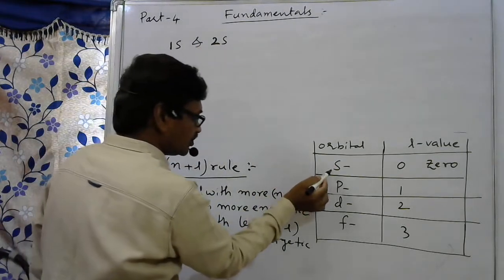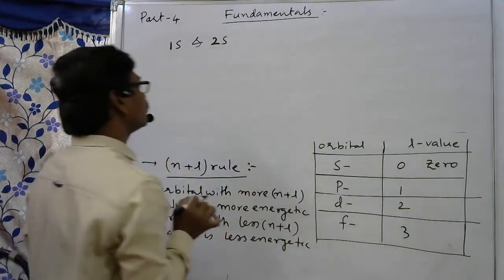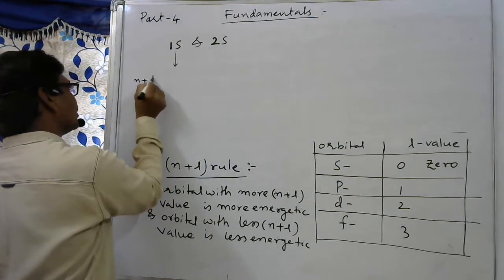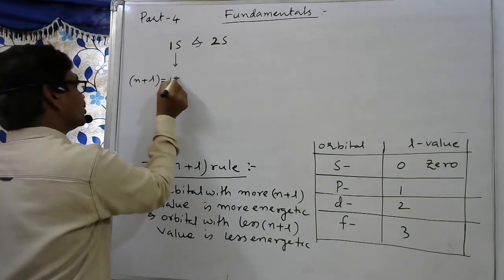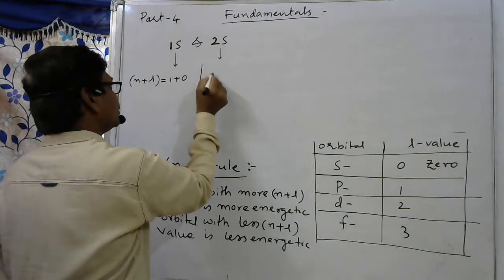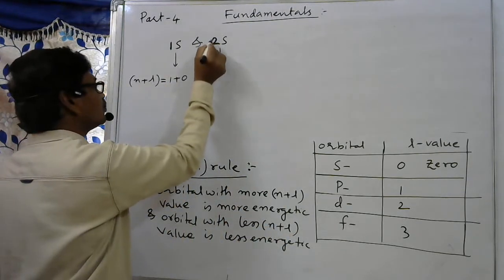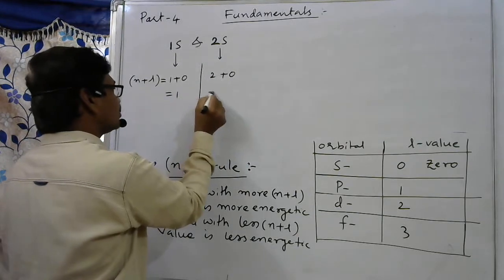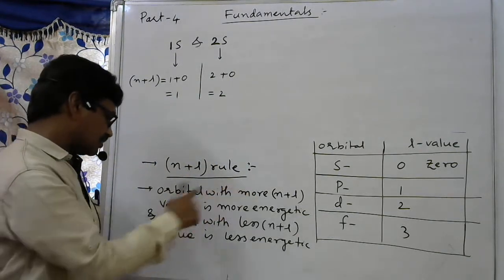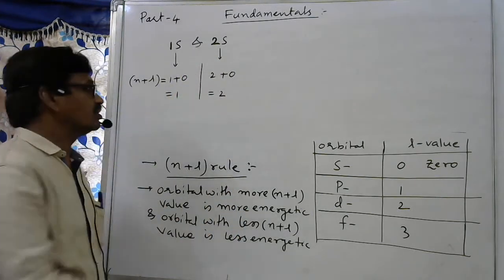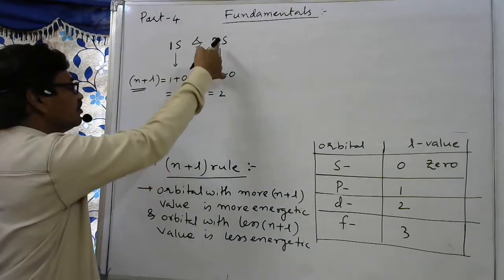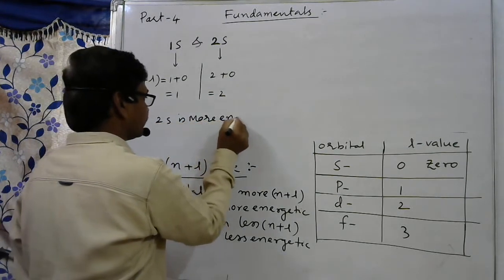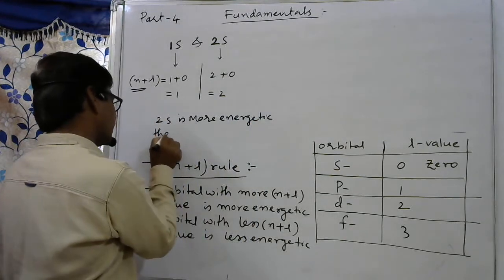Checking the table, for an s orbital, what is the L value? 0. So for the 1s orbital, n plus L is 1 plus 0. For the 2s orbital, n is 2 and the L value is 0, so 2 plus 0. So here it is 1, here it is 2. As per the rule, the orbital with more n plus L value is more energetic. That is the 2s orbital, so 2s is more energetic than the 1s orbital.